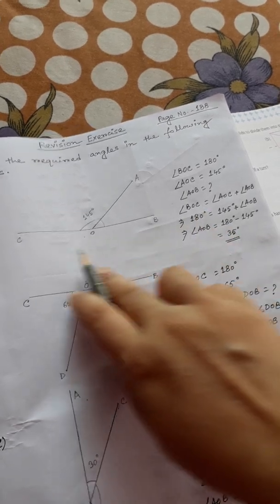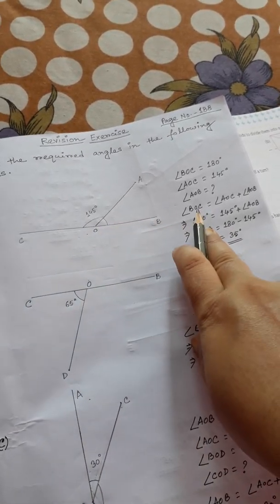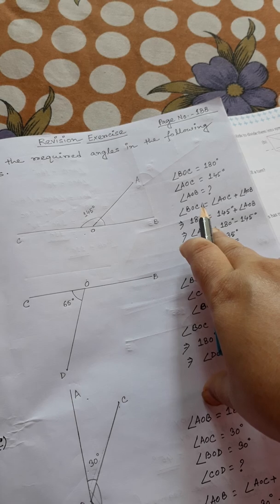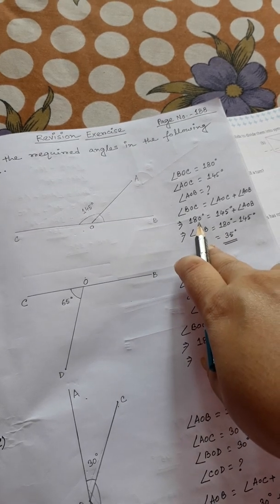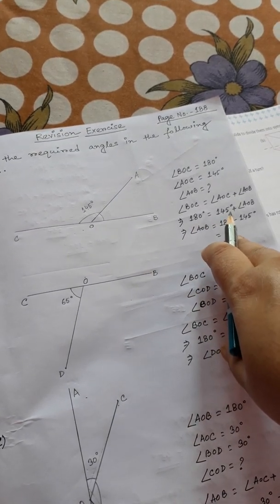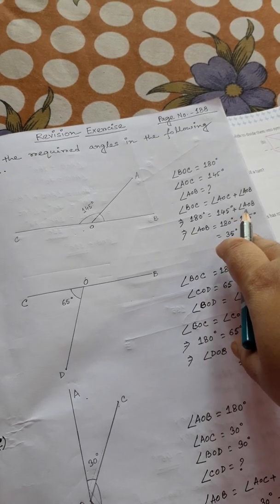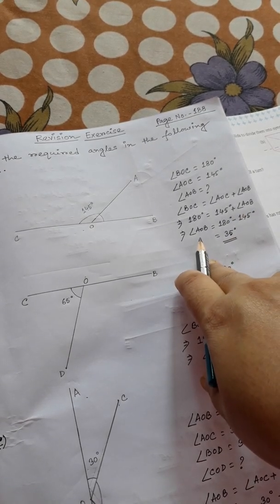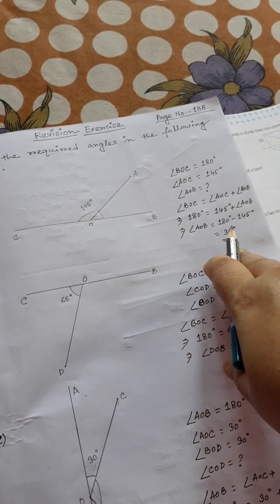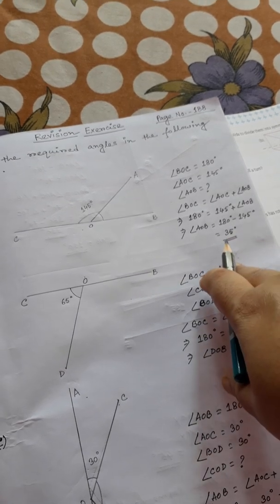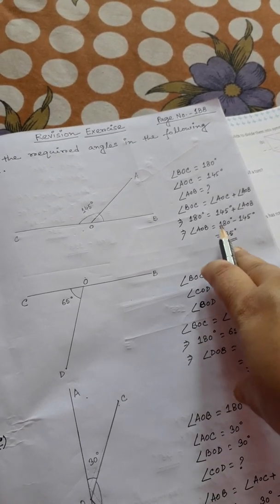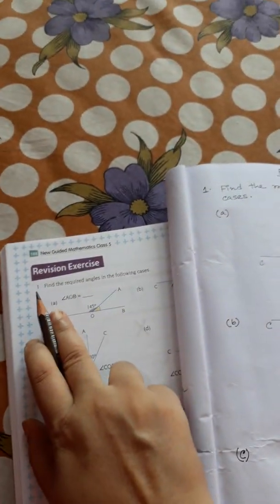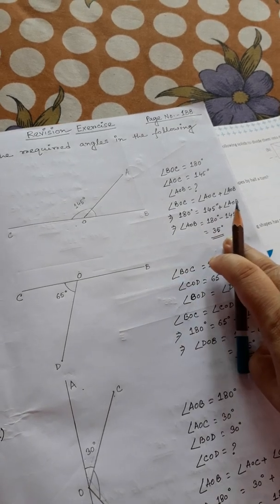So angle BOC is the straight angle. So we know that a straight angle measures 180 degrees. So you write 180 degrees equals 145 degrees plus angle AOB. So now you can find angle AOB equals 180 degrees minus 145 degrees equals 35 degrees. So this is the answer. Whatever is asked, angle AOB. So now we know that angle AOB equals 35 degrees.